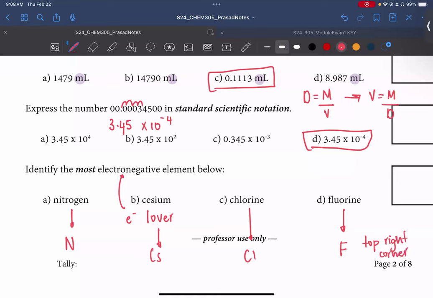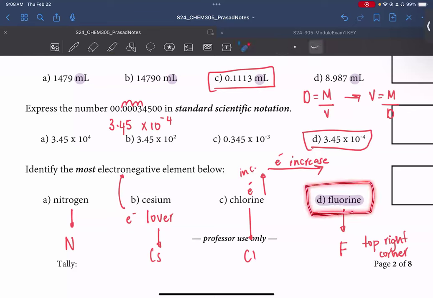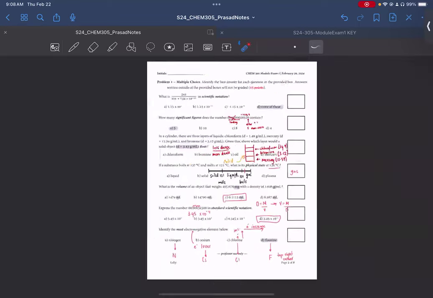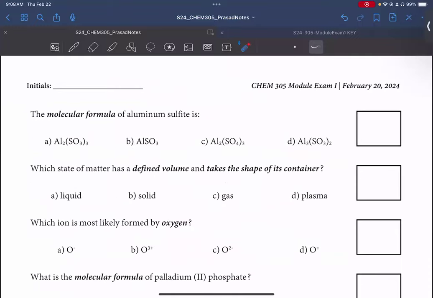As a reminder, electronegativity increases going across and increases going up. Mistakes I usually saw here were people going the opposite direction. Maybe you just forgot the exact trend and you put cesium as a result, the other end.